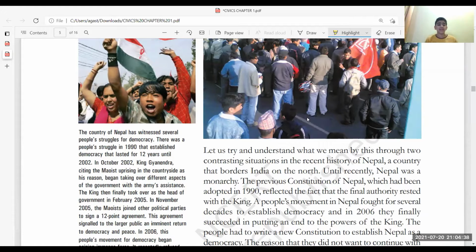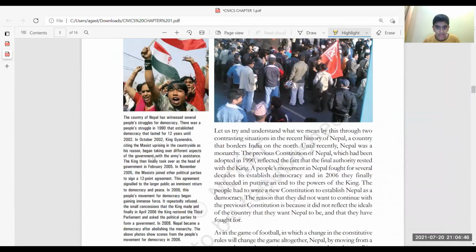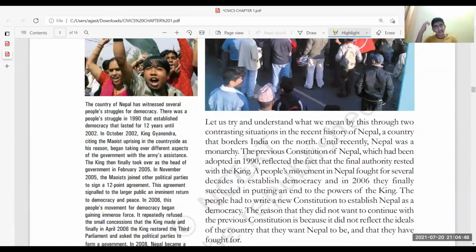So basically, guys, in 1990, Nepal was a monarchy country. This reflected the fact that the final authority rested with the king. A people's movement in Nepal fought for several decades to establish democracy, and in 2006 they finally succeeded in putting an end to the powers of the king. The people had to write a new constitution to establish Nepal as a democracy.